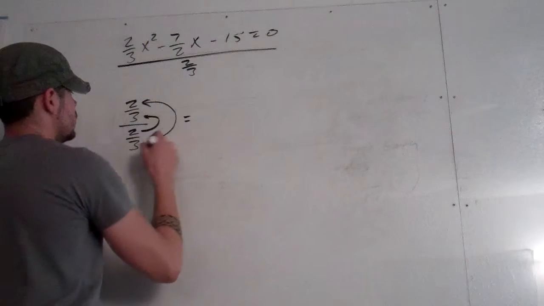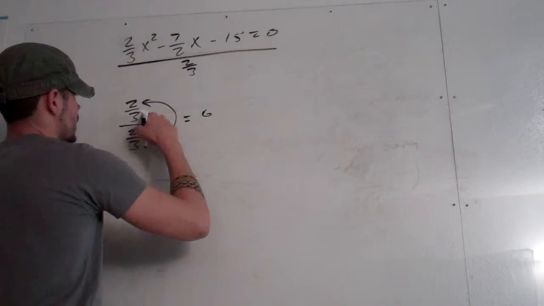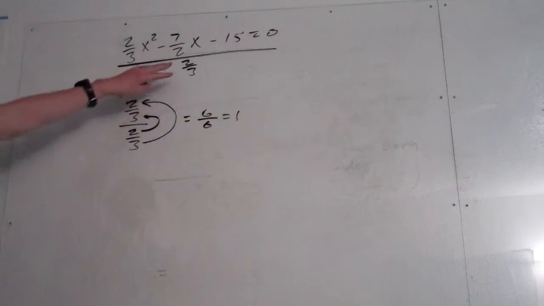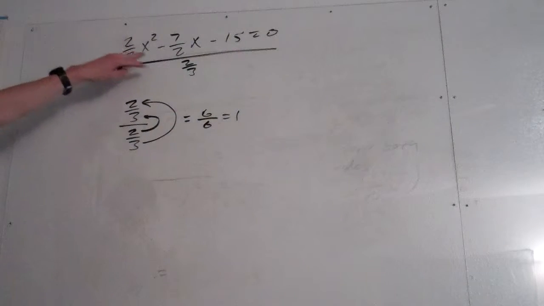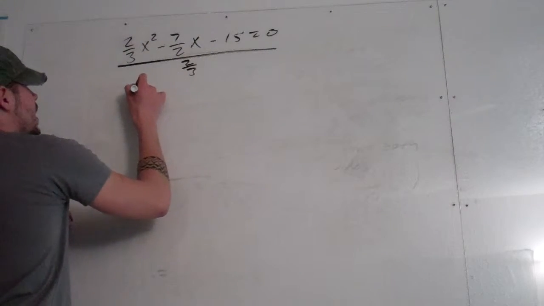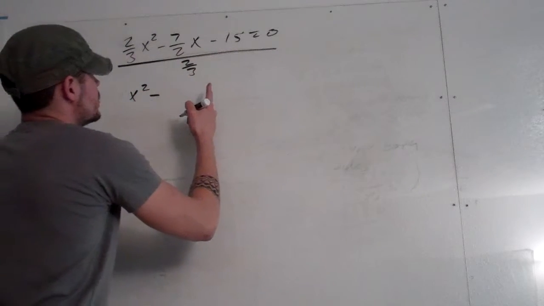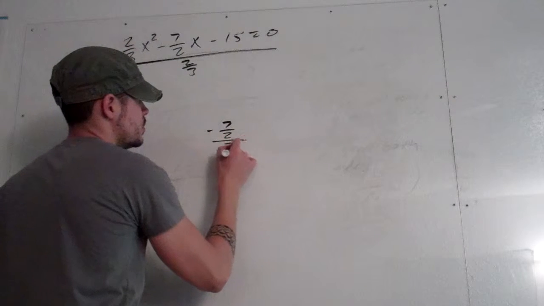And so what does that equal? Well, 3 times 2 is equal to 6, and 3 times 2 is equal to 6. So it's just equal to 1. But I could have seen that already. 2/3 divided by 2/3 is, well, anything divided by itself is 1. So let's write x squared minus 7 over 2 divided by 2/3, negative 7 over 2 divided by 2/3.